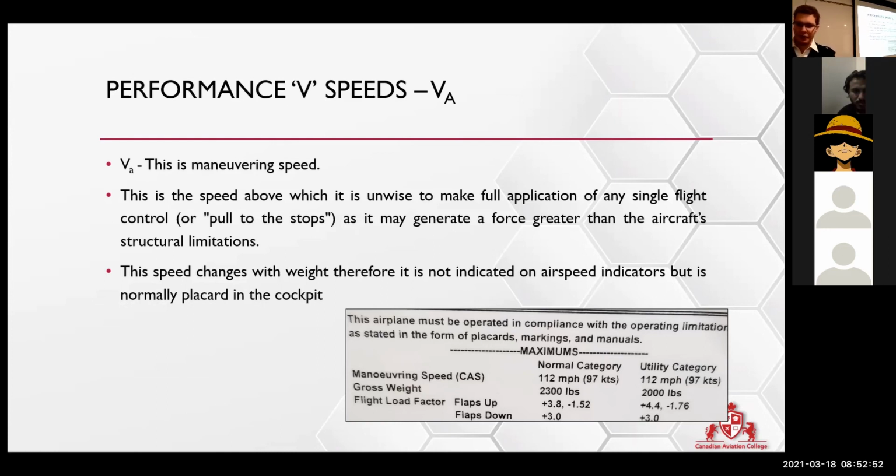Now, I want you guys to ensure you write down the notes that I'm going to say. VA changes with weight. The heavier you are, the faster the VA will be. So please repeat that.